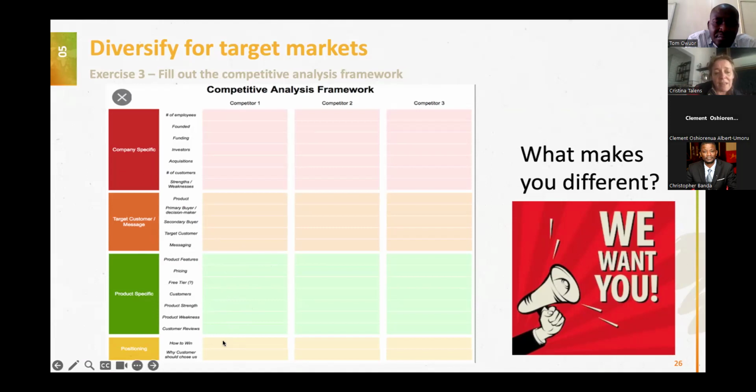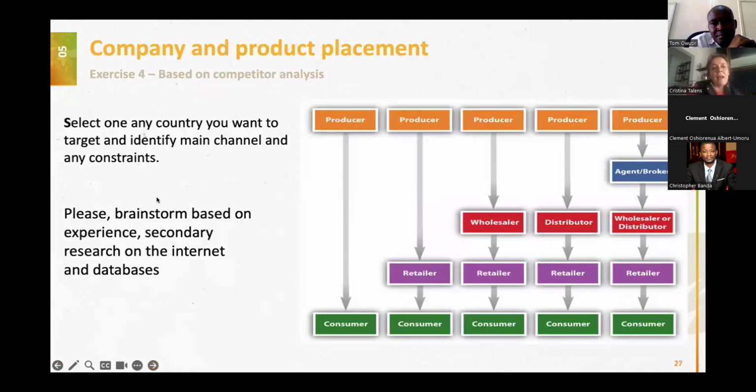And then finally, think about how you're going to try to beat that competitor and why the customer should choose you. If you have multiple competitors, that would be great, but if you can only find one competitor, that's fine as well. We just want you to be able to do the research. And then finally, look at a regional or international market that you might want to get to, and choose your distribution channel. Look at any opportunities and constraints.